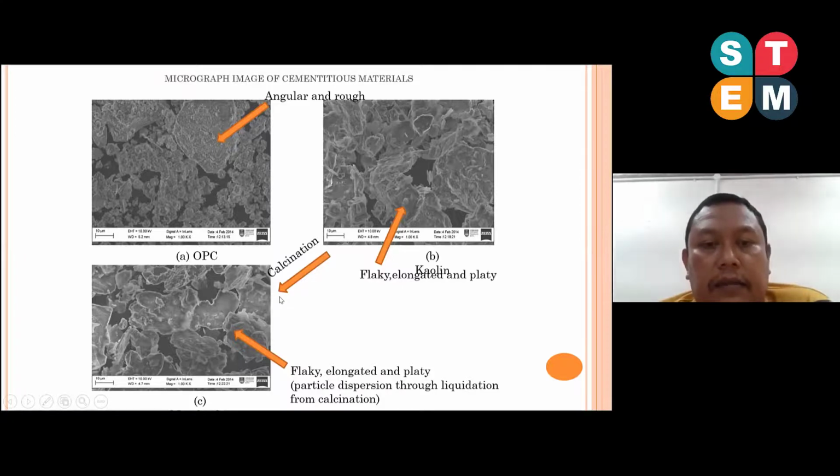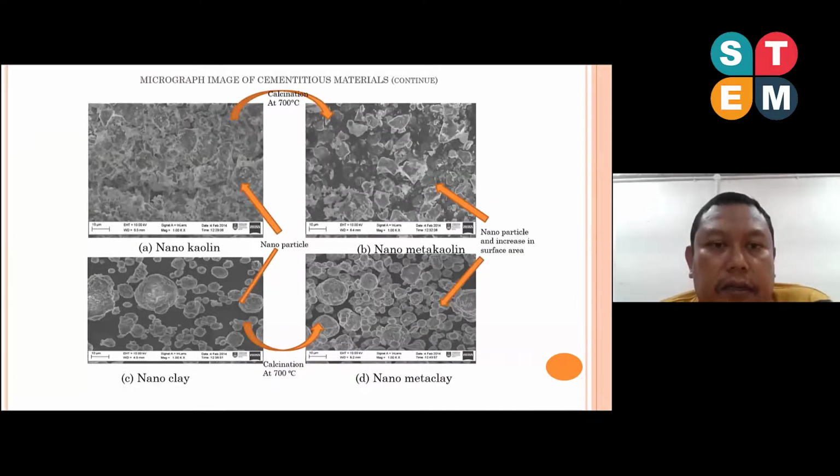process increases the surface area of that particular material. So from this we can conclude that the ability of metakaolin to become a very good filling effect in cement paste or concrete is very good. Right, so this is the process of transformation from nanokaolin to nanometakaolin, and nanoclay to nanometaclay.